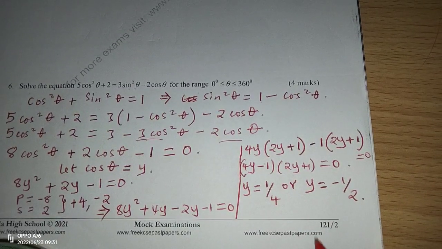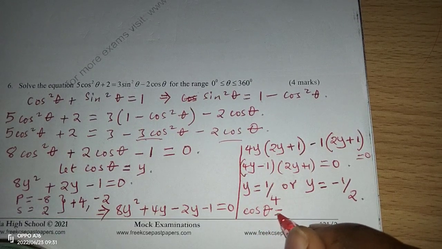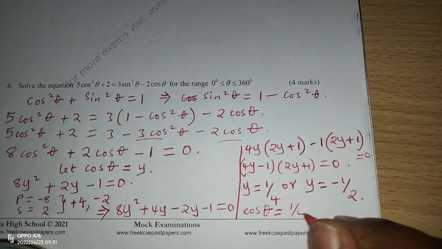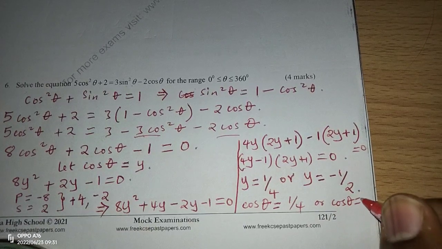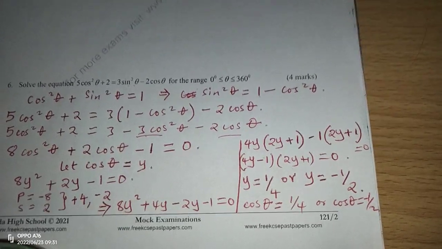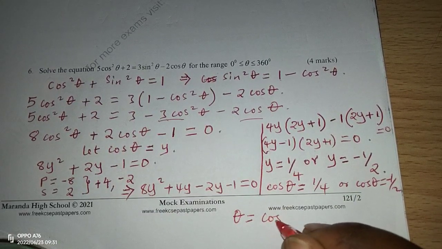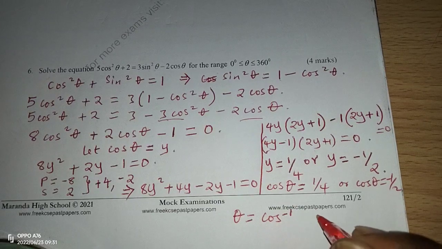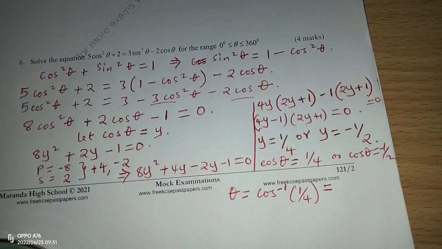It is important to remember that we had let the cosine of theta be y. So the cosine of theta can either be a quarter, or the cosine of theta can be negative half. So we can take these angles which give us these cosines, and theta will be the cosine inverse of a quarter. So the cosine inverse of a quarter is 75.52.